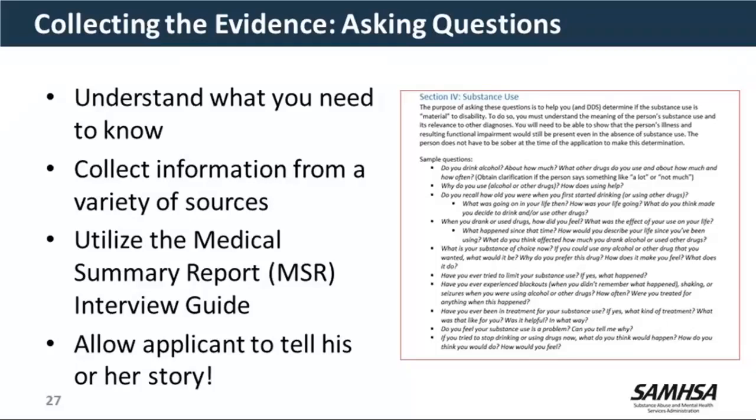Ways you can do this is to ask the right questions and collect information from a variety of sources. A robust compilation of evidence from both medical and non-medical sources will help to clearly illustrate the applicant's substance use and the extent to which that substance use impacts his or her life. You can use the medical summary report interview guide to do this.